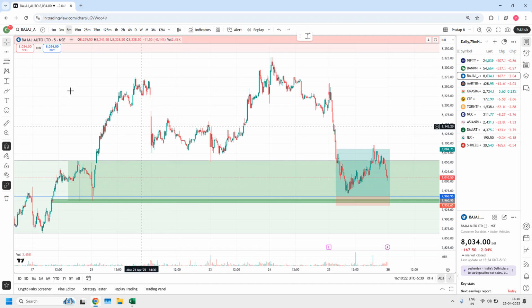First of all, how did we fine-tune this zone? Bajaj Finance is a daily zone.